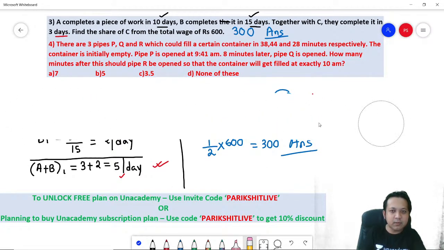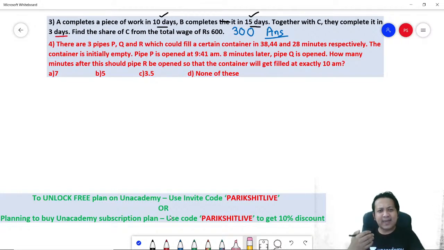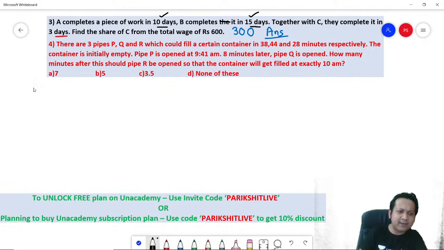Next, there are 3 pipes P, Q and R which could fill a certain container in 38, 44 and 28 minutes respectively. The container is initially empty. Pipe P is opened at 9:41 a.m. 8 minutes later, pipe Q is opened. How many minutes after this should pipe R be opened so that the container will get filled at exactly 10 a.m.? Let's look at number 4 now.